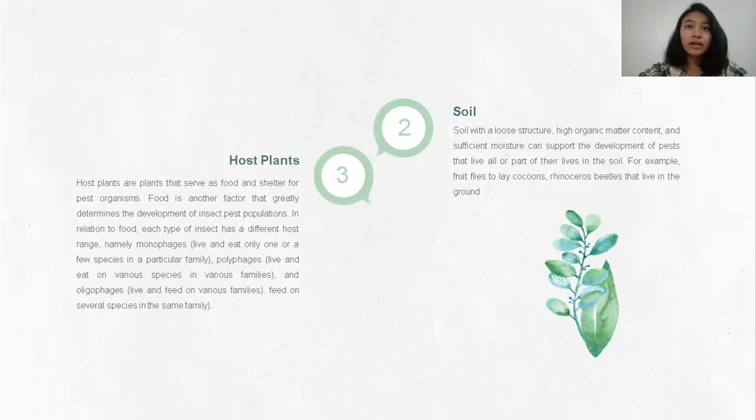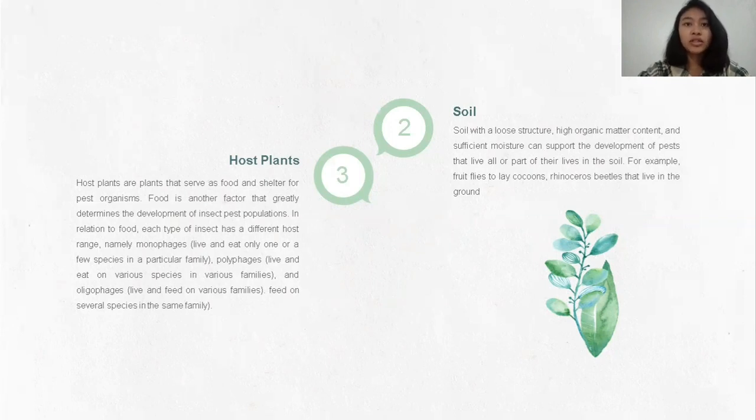And the last effect is host plants. Host plants are plants that serve as food and shelter for pest organisms. Food is another factor that greatly determines the development of insect pest populations.